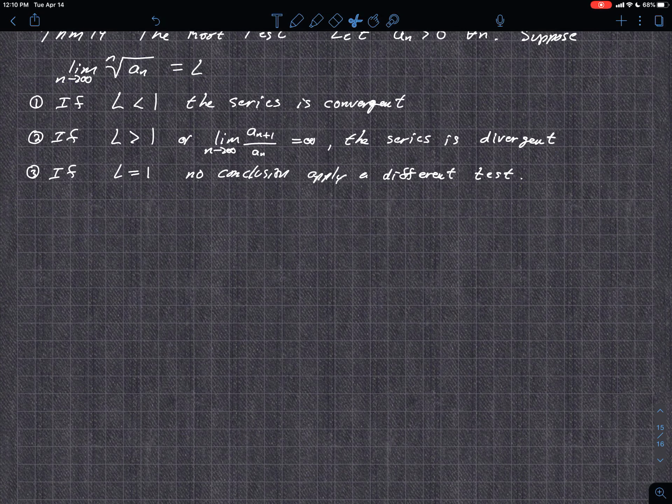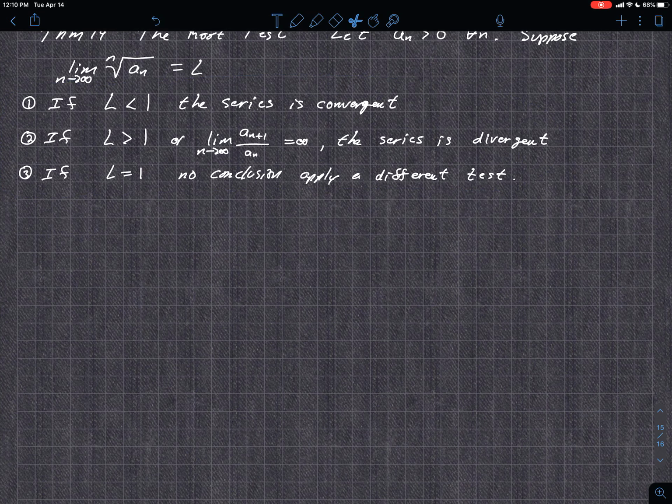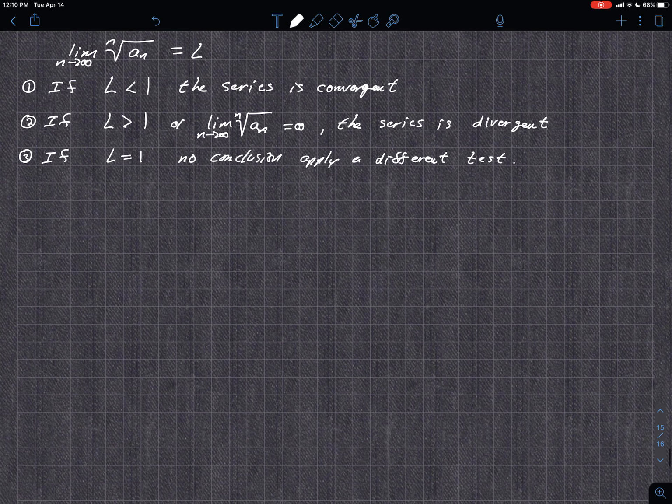Come back down here, and you get those 3 cases. Of course, this is different. This is the root, but it's the same conclusion. So the series is convergent, divergent, or inconclusive for the same reasons. Okay, let's look at some examples of that one.